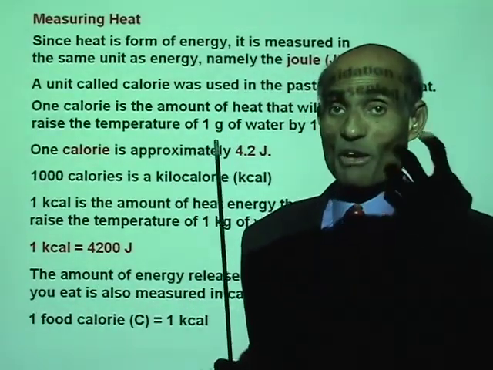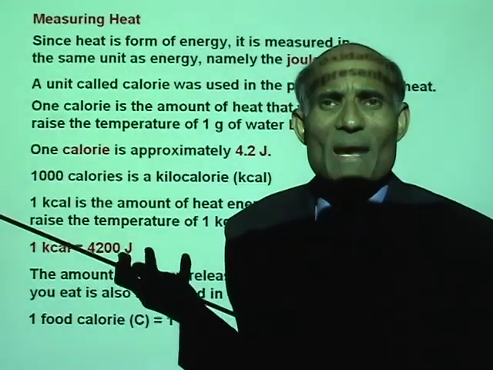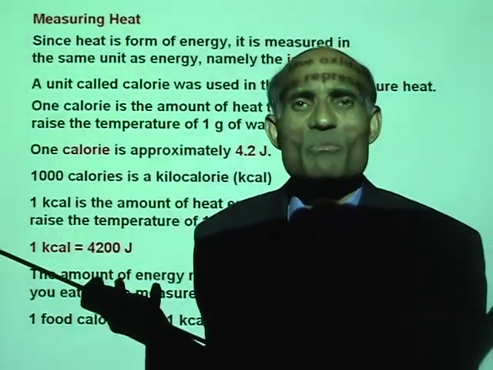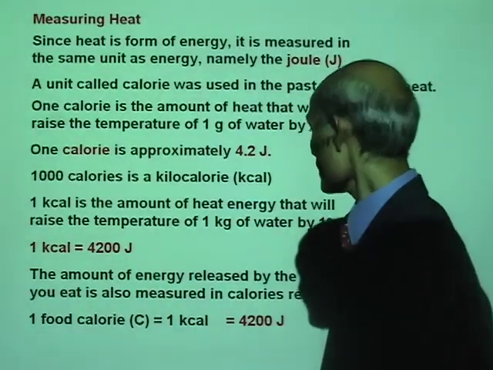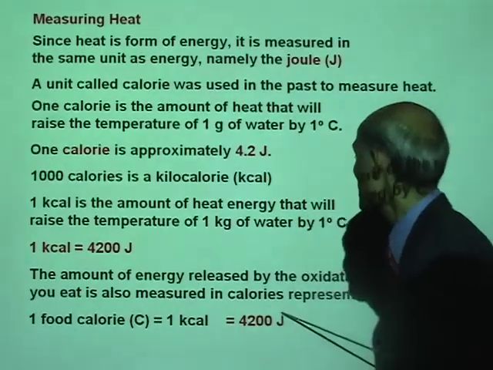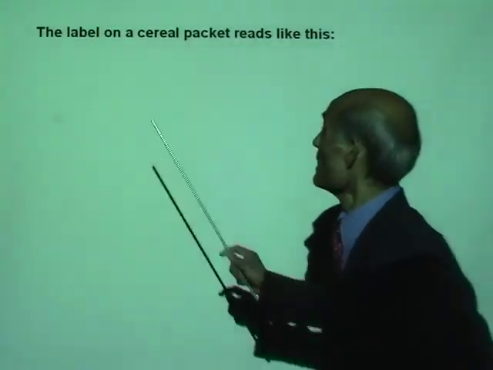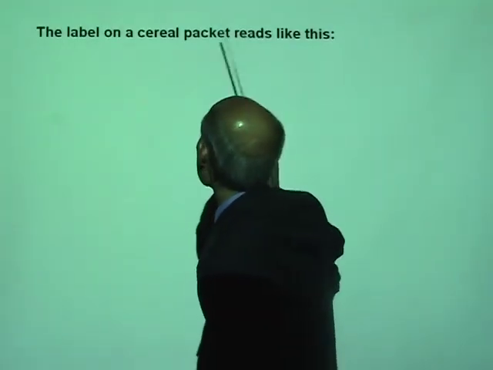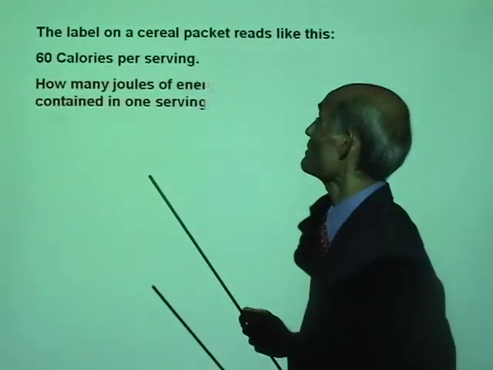So remember, a food calorie is a lot of energy. So don't pile up a lot of energy. That will be very bad for you. Alright, so a food calorie is 4,200 joules.